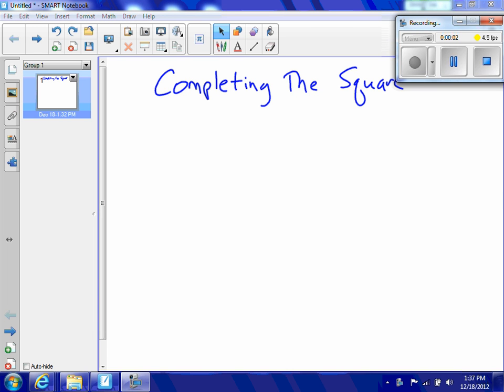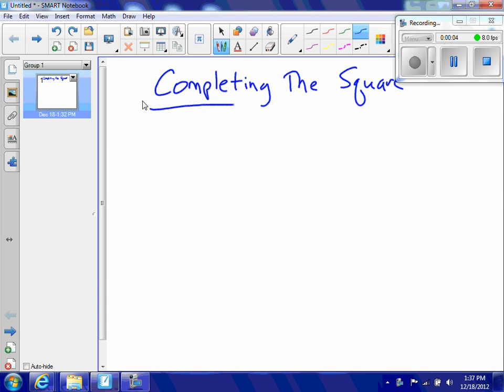So let's try to grok completing the square. Try to figure out why it makes so much sense.